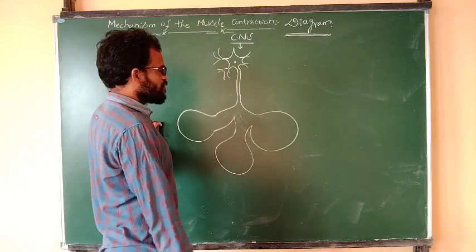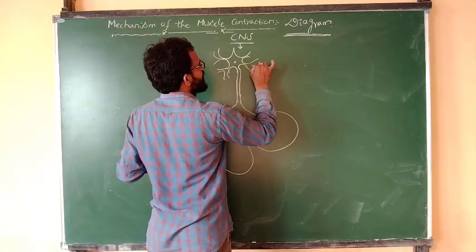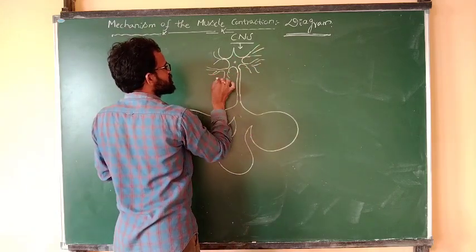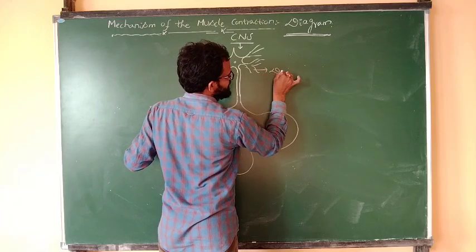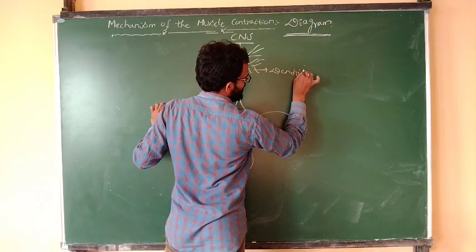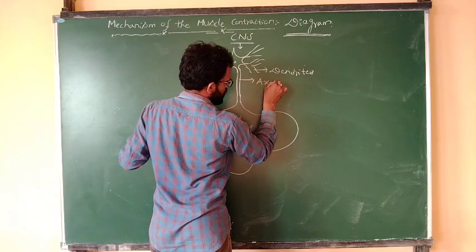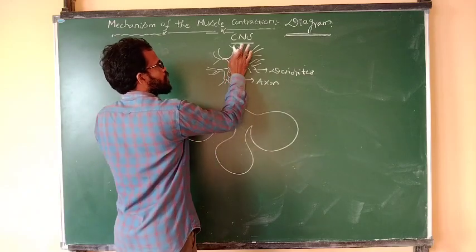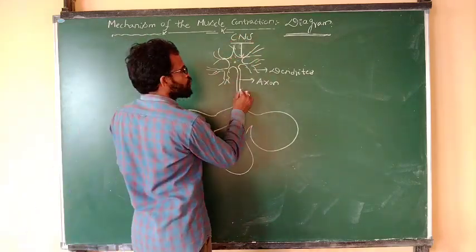It's nothing but dendrites. Dendrites. Axon. The central nervous system sends the message to the motor neuron.